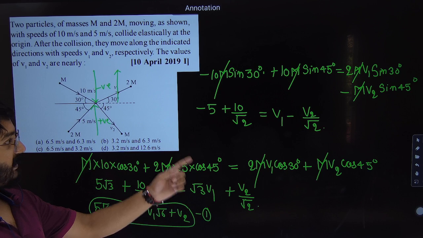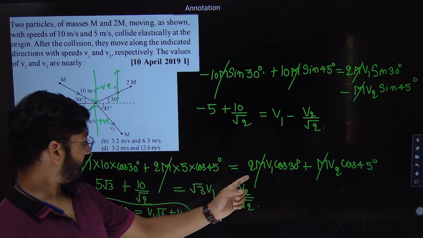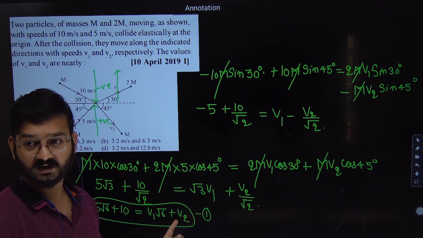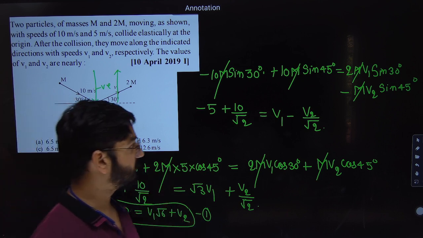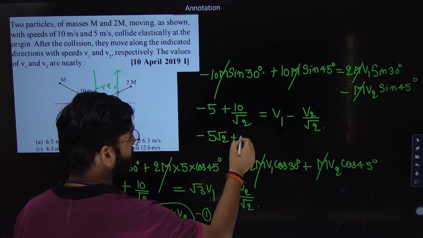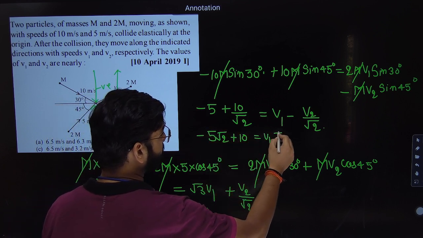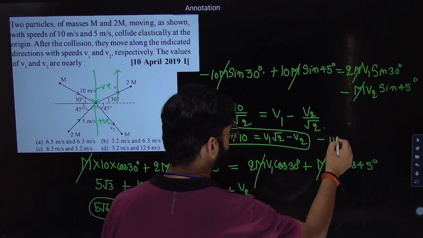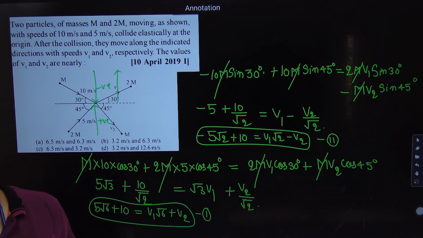What will you do? You will take the LCM, add first and second. V2 will get cancelled. You will get what? V1. Calculate, tell me the answer first. So minus 5 root 2 plus 10 equals to V1 root 2 minus V2. So this is my second equation. Add both, find out the value.